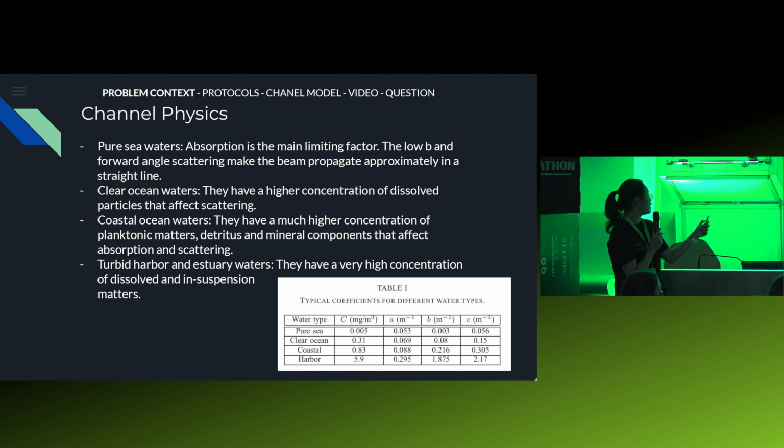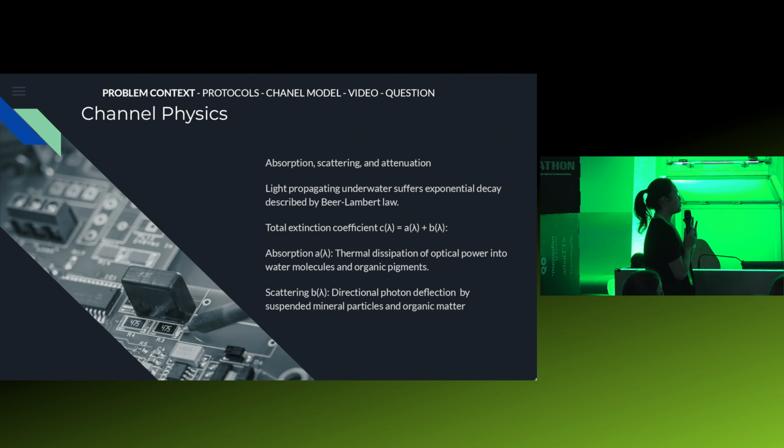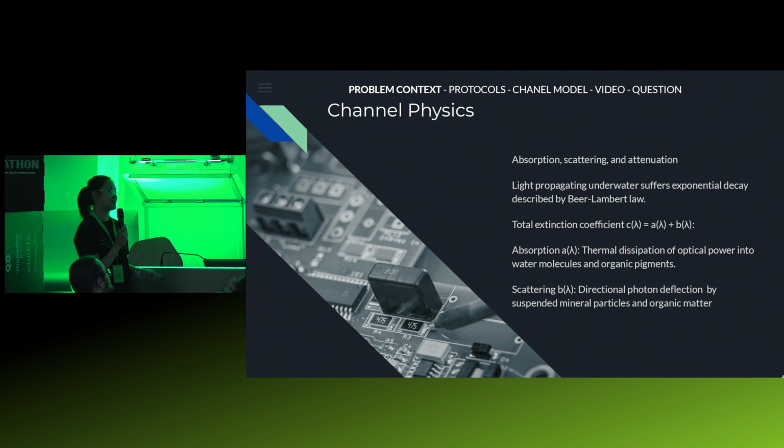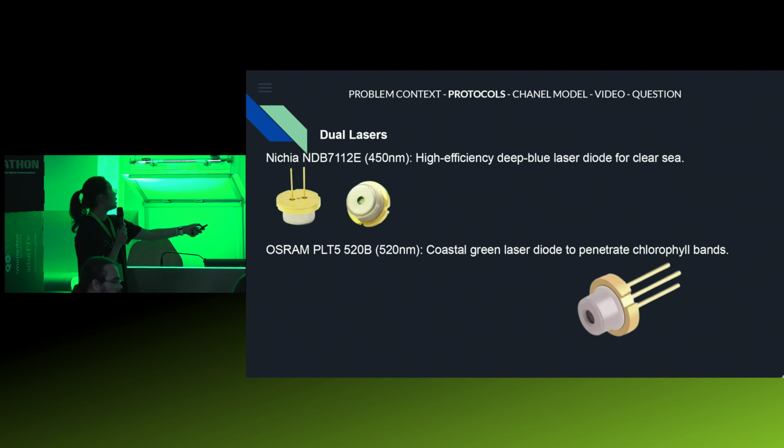absorption, and the scattering. At the same time, we have taken into consideration the Beer-Lambert law, which mainly depends on the absorption and the scattering, where the absorption is the thermal dissipation of optical power into water molecules and organic pigments, and the scattering is the directional photon diffraction by suspended mineral particles and organic matter.